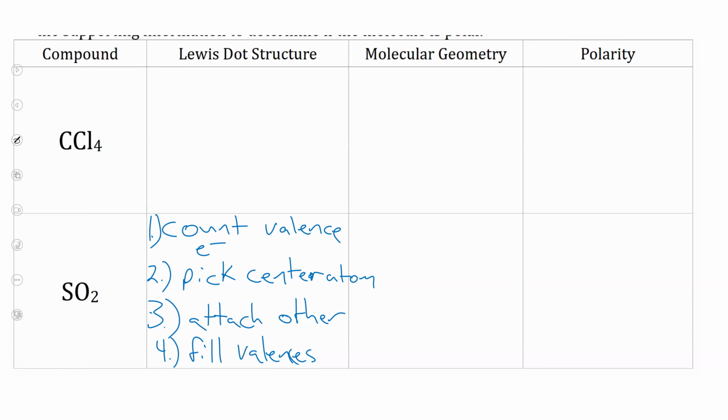So for carbon tetrachloride, counting our electrons. We have 4 chlorines. Each chlorine has 7 valence electrons, plus you've got 1 carbon that has 4 electrons. So that's going to give us 32.